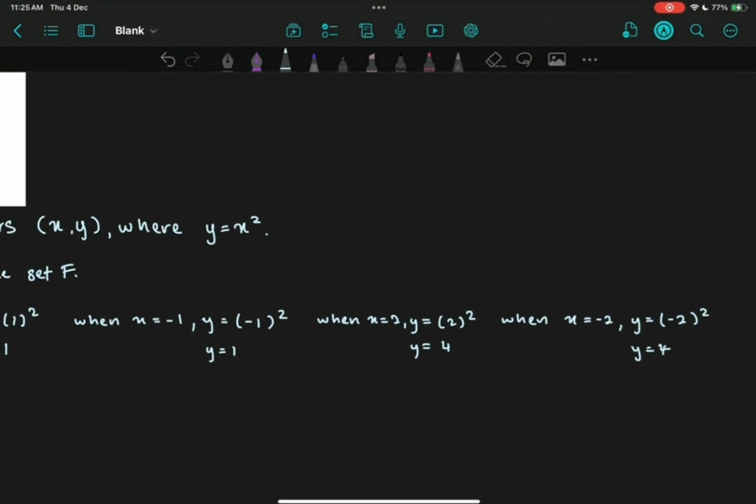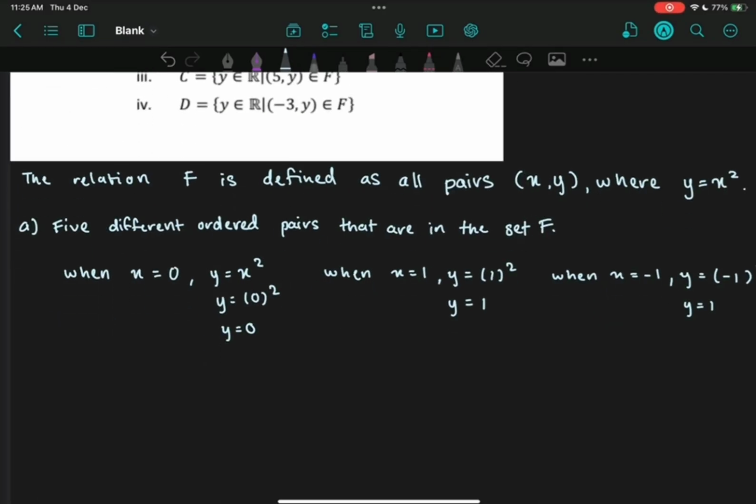Okay, so all 5 of these pairs follow the rule y equals x squared. So we know that all these pairs belong to the relation where y equals x squared. Then we just need to write down all the pairs that follow the rule.